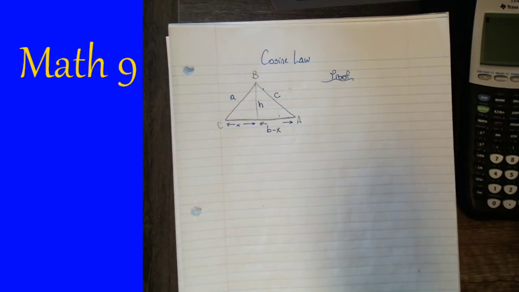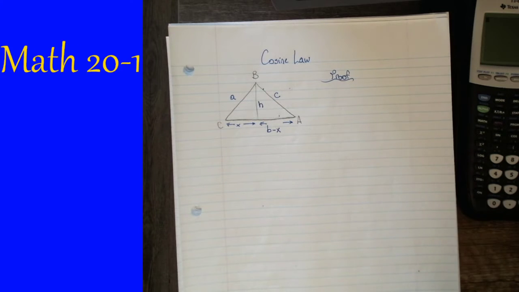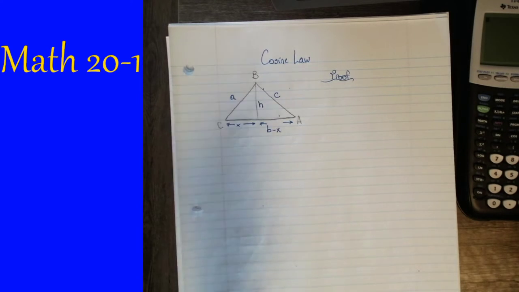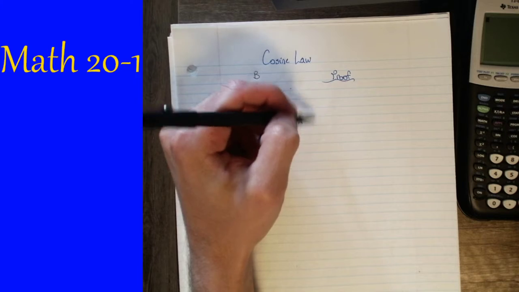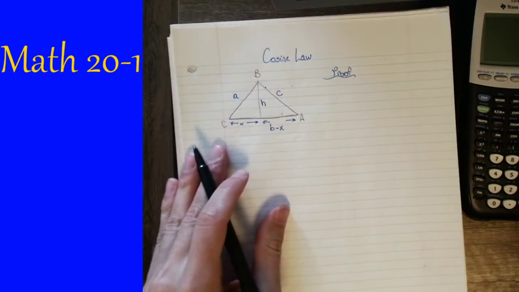Okay, so now we're looking at the cosine law. We have the same type of setup as last time, except now I hope it's evident that we're going to be deriving a new formula that we can use for these non-right angled triangles. And so we have our section where we're going to prove what we're going to do.